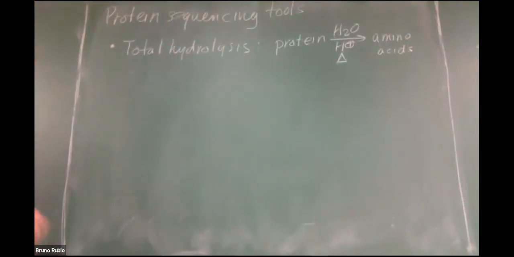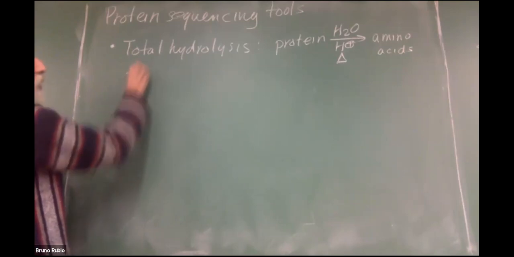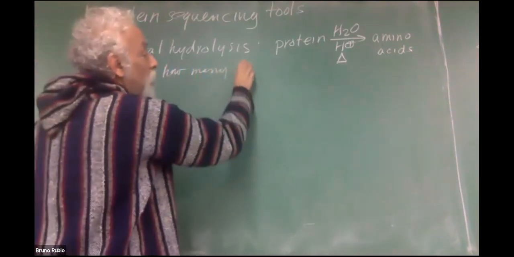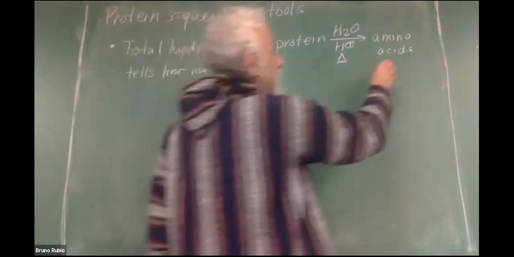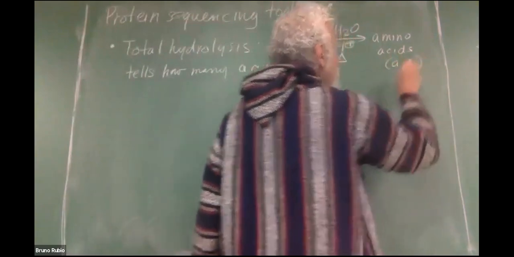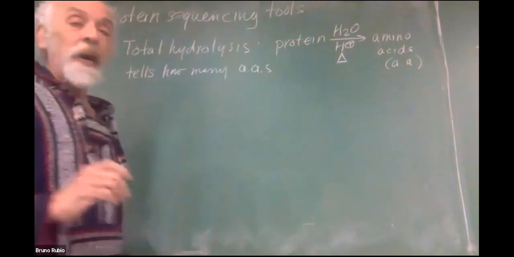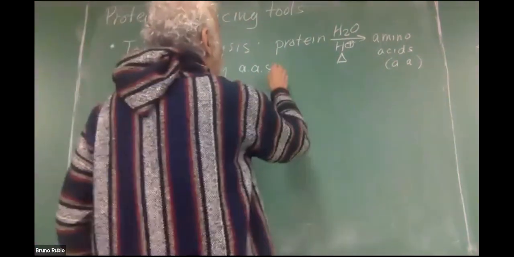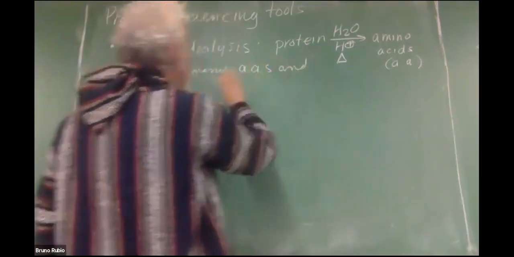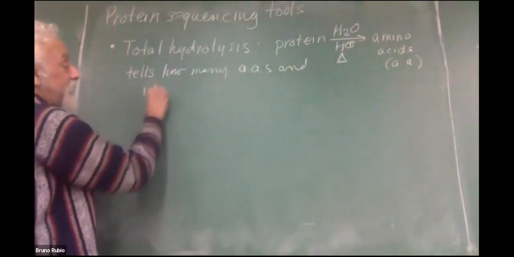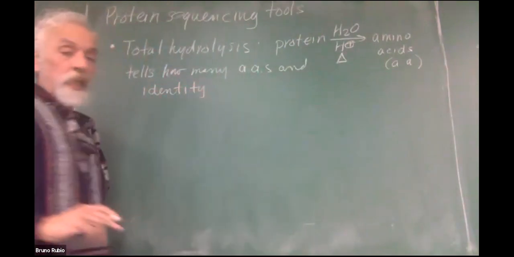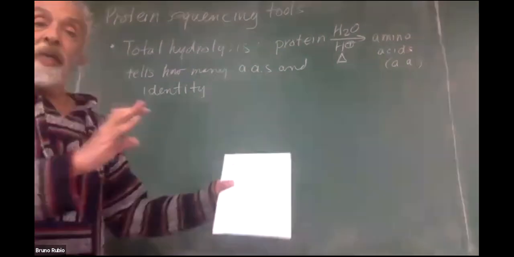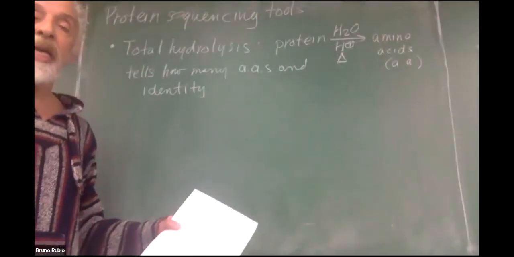Okay, so this tool tells you how many amino acids, I'm just going to abbreviate that AA, amino acids, are in the protein. It doesn't tell you its sequence. It just tells you how many amino acids there are and their identity. So do you have valine in there? Do you have glutamine in there? Is it tyrosine? So total hydrolysis tells you how many amino acids and what they are.